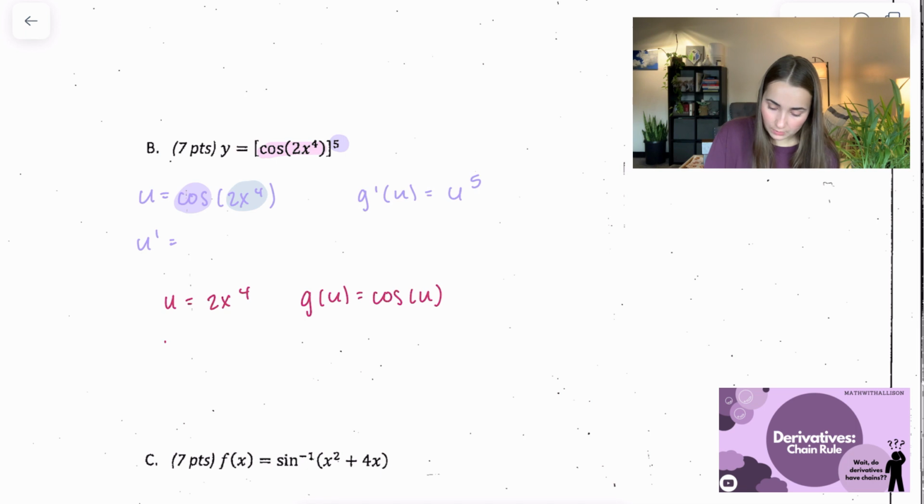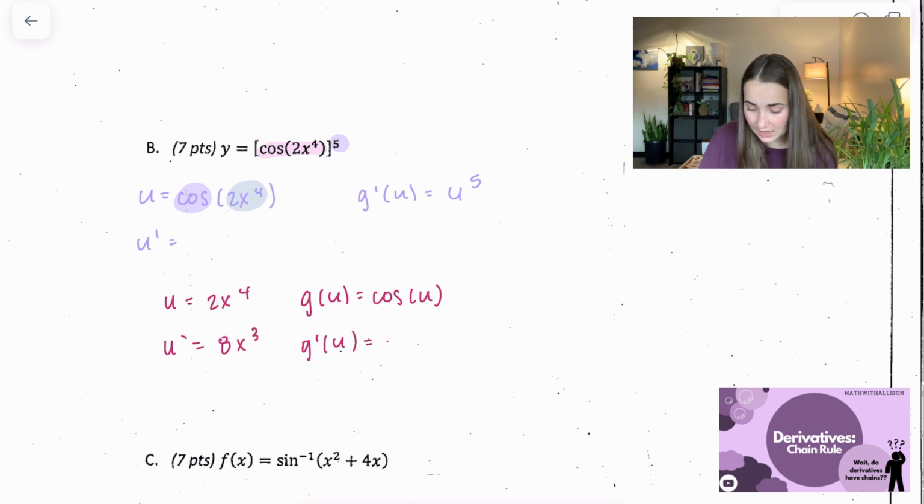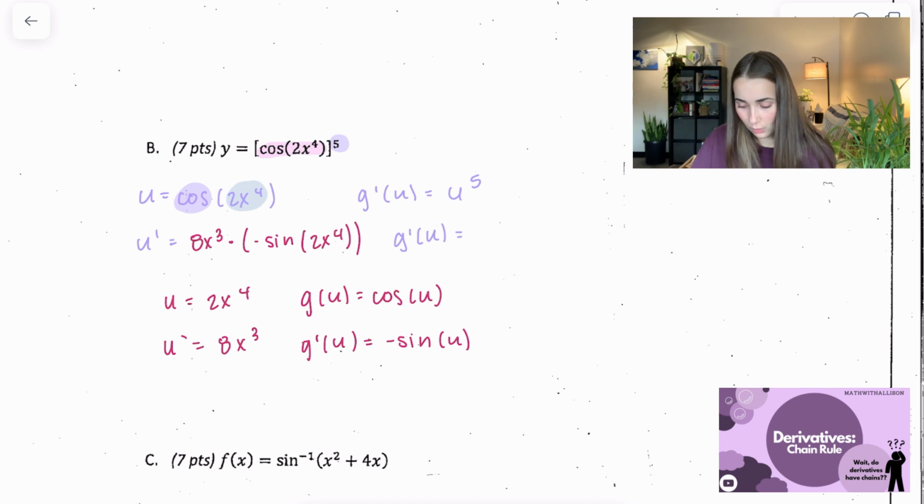So if we find u prime, we end up getting 8x to the power of 3, and then that g prime of u, we have negative sine of u. So when we fill that in, we multiply 8x to the power of 3 times negative sine, and I replace u back in, so I get 2x to the power of 4. Now for g prime of u, that's just going to be a nice power rule, so I get 5u to the power of 4.